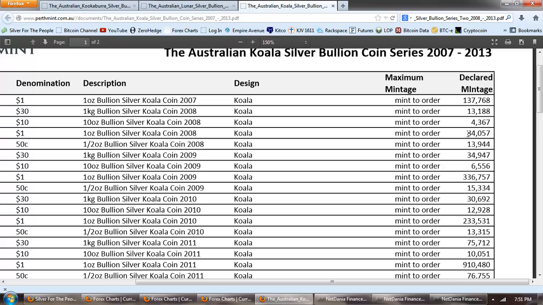Now this 2008, this was the low mintage year for the Koala, and you can see that you also had a half ounce, and they only ended up doing 13,000. Now I do not believe that the Perth Mint goes back and revisits these Koalas. I haven't seen that so far. If you know differently, let me know. In other words, once these are out, they're out.